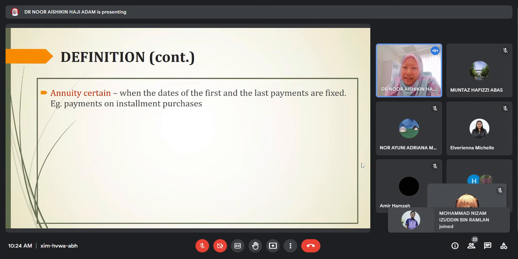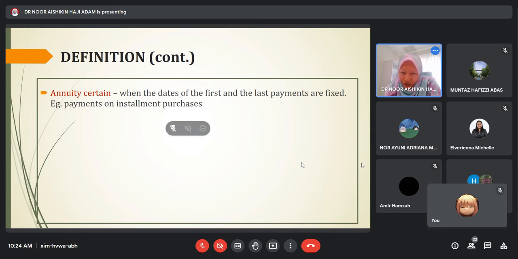Annuity certain is when the dates of the first and the last payments are fixed. For example, payments on installment purchases. Now, later on, we are going to look at a topic on installment purchase. This is when we are buying some asset, maybe a smart TV, yang mahal lah, bukan aset yang murah-murah, yang you tak boleh nak bayar cash. Okay. Apa lagi yang mahal ya? Komputer, laptop, mungkin you tak boleh nak bayar cash.